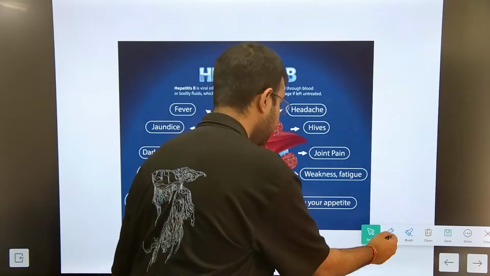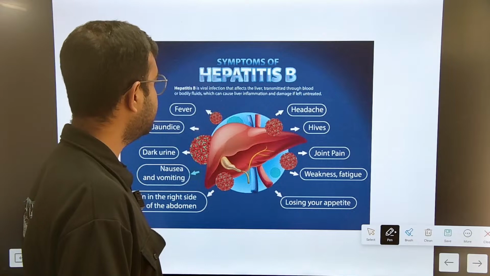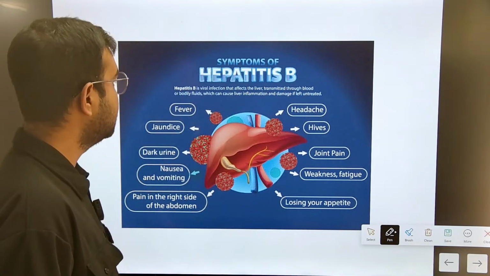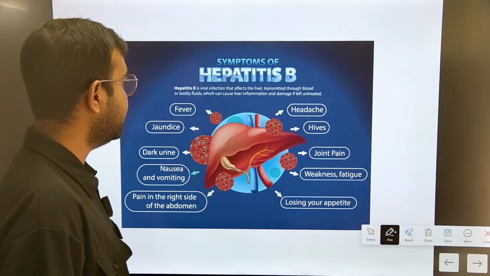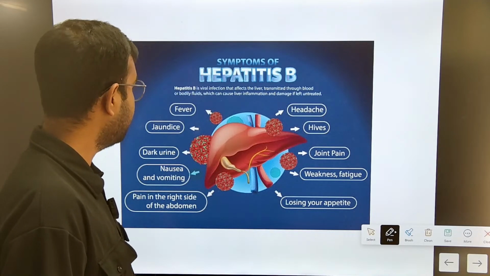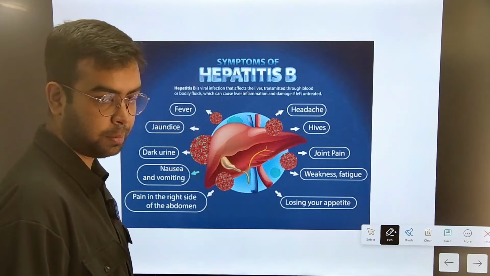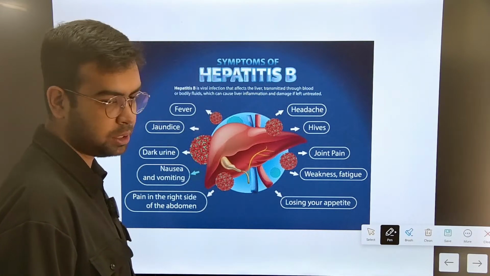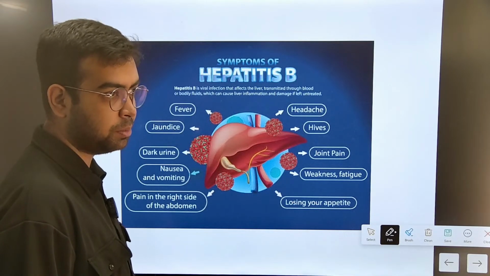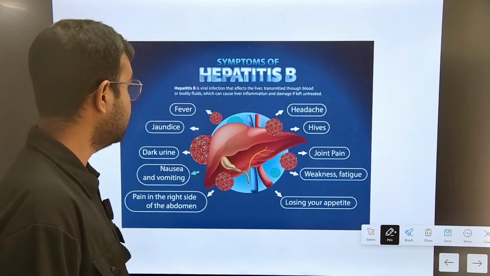ठीक है। ये देखो, the hepatitis B virus, what happens is that it affects the liver, it is transmitted through blood or body fluids, and it causes liver inflammation and it can damage the liver permanently also if it is not treated. Symptoms क्या है? One of the biggest symptoms is jaundice. Jaundice होता कहाँ है? Jaundice हमेशा liver से होता है। So hepatitis B is a virus which causes jaundice as a symptom, and which part of the body does it affect? It affects the liver.